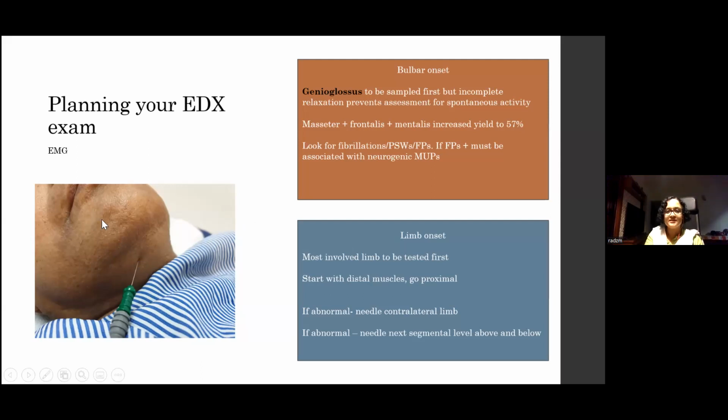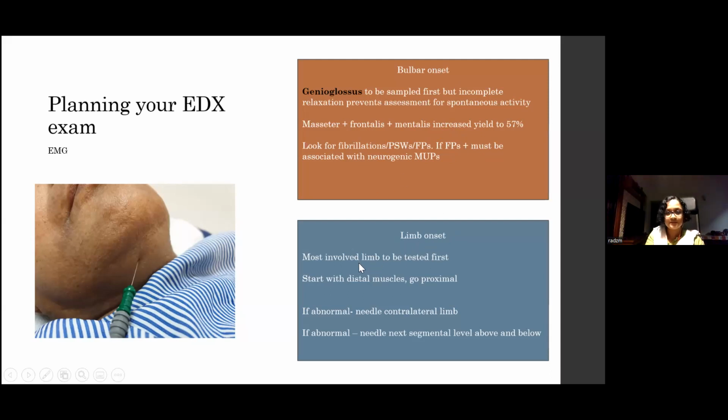But there are studies now that have shown recently that if you increase the muscles that you sample, so along with genioglossus, do the masseter, frontalis, for example, mentalis, for example, they can increase the yield a little bit. But otherwise it's very difficult to look for active denervation changes in the bulbar muscles. And without active denervation changes, you cannot label the muscle as abnormal. And remember, if fasciculation potentials are present, it must be associated with neurogenic changes.